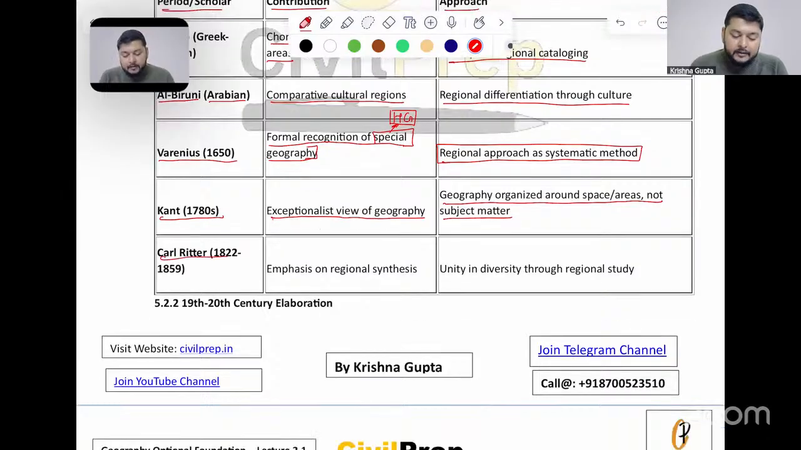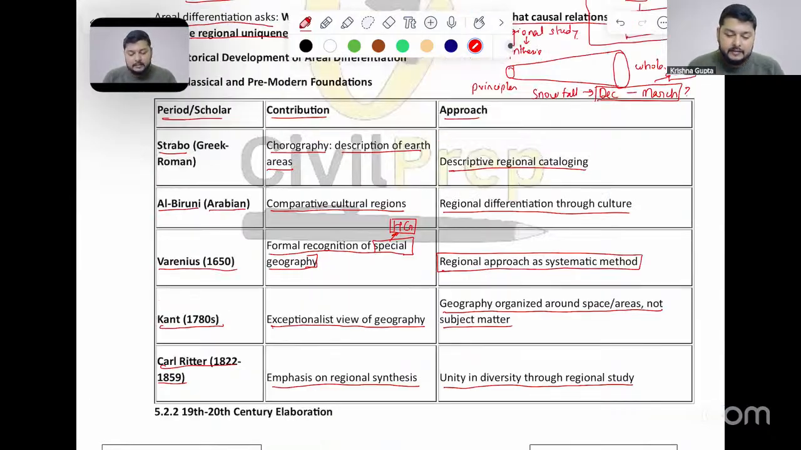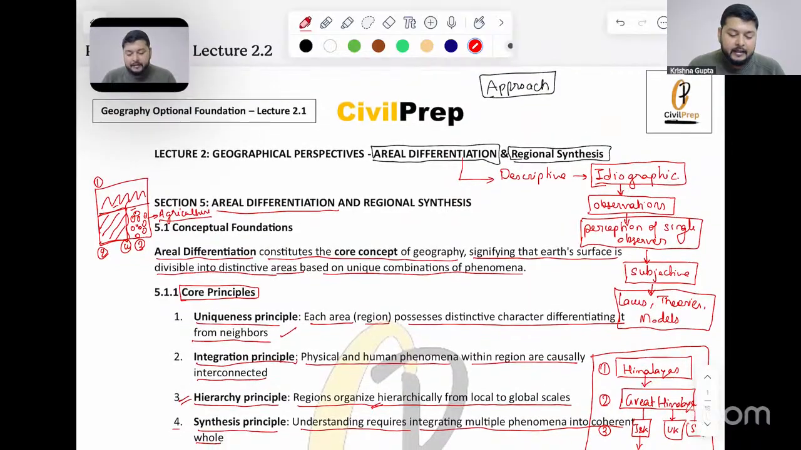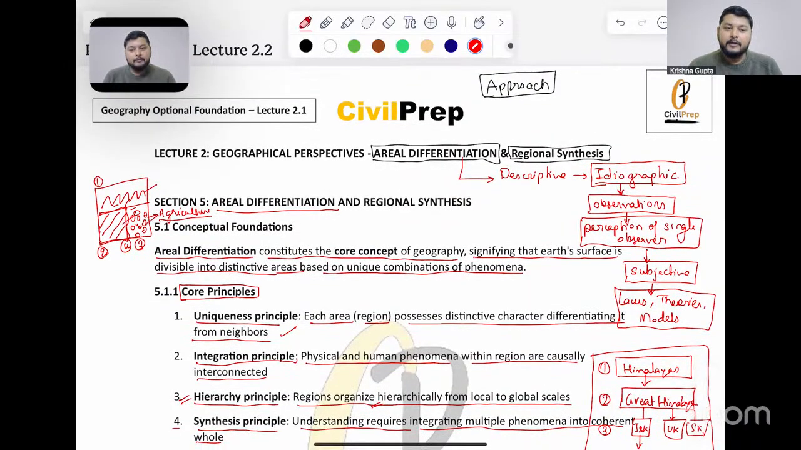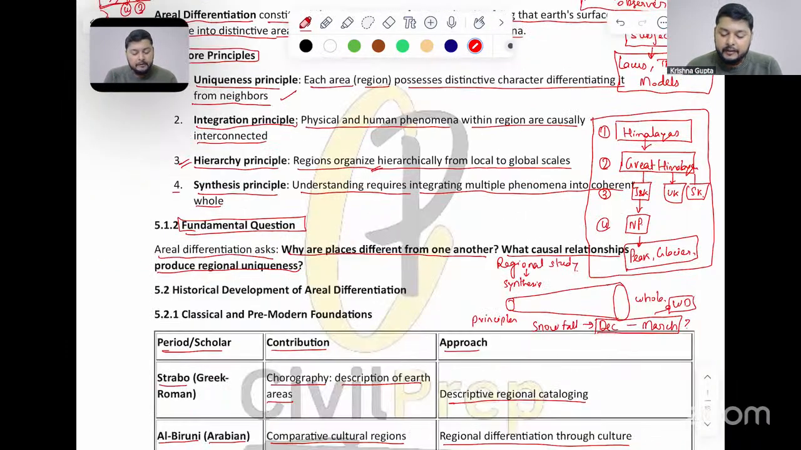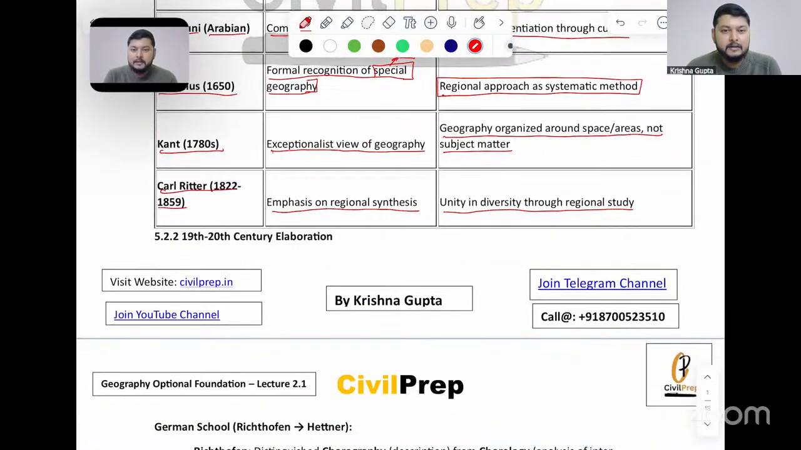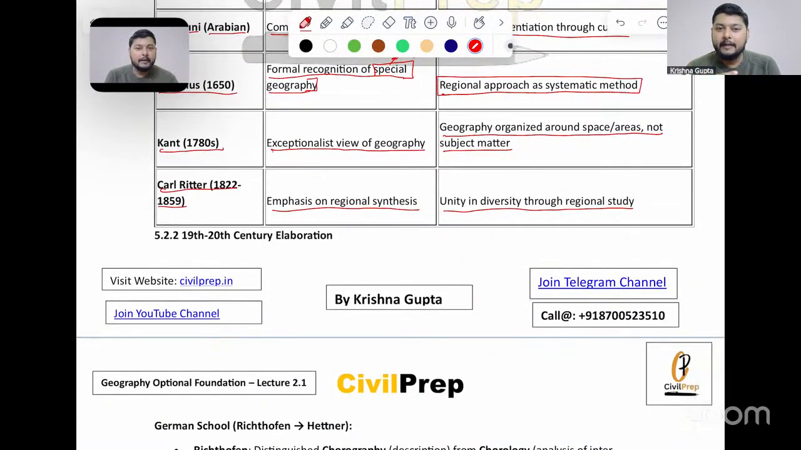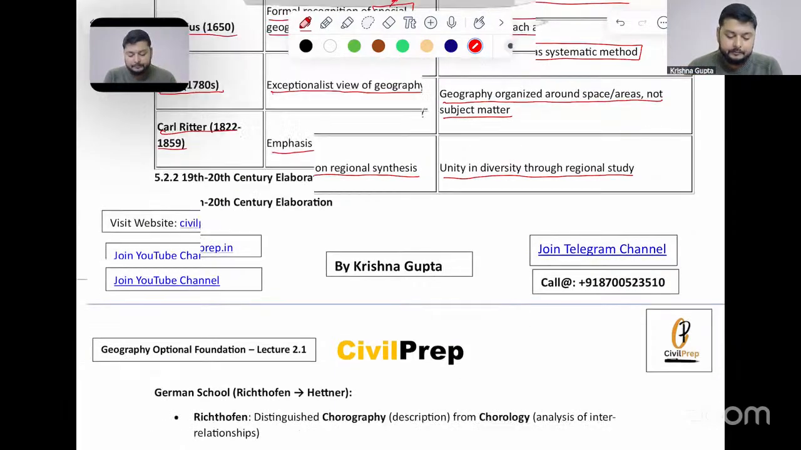Then we have Carl Ritter, 1822 to 1859. He emphasized the regional synthesis, that is unity in diversity through the regional study. Any region, as we have seen here, can be unique and different from another. So we need to see what the different diversities are which are uniting those particular areas into a single region.